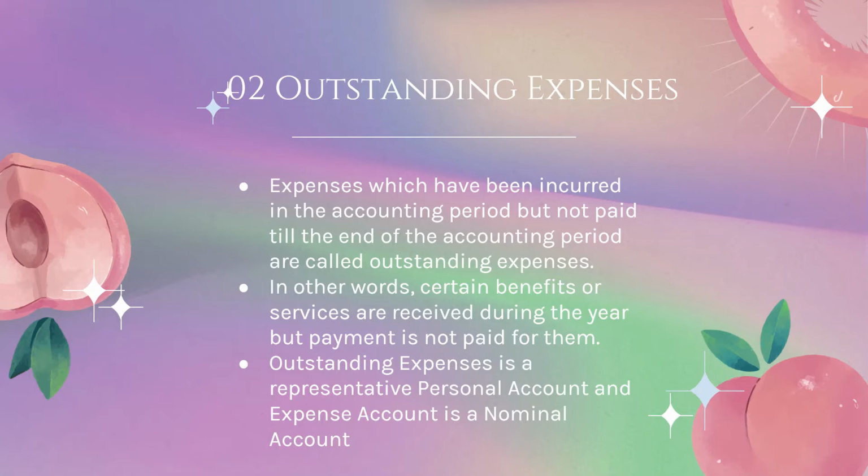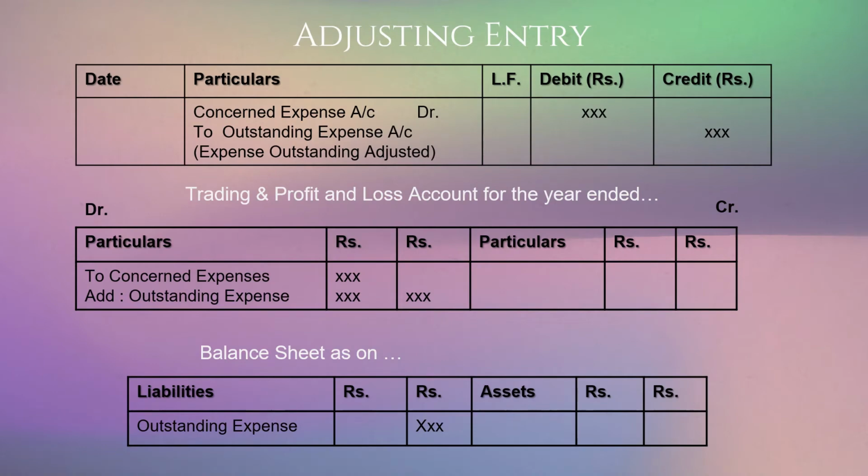So it is always a representative personal account, and expense is a nominal account. See, when salary becomes outstanding, it is outstanding salary. You have learned in the third chapter, isn't it? Outstanding salary is a representative personal account, but only salary is a nominal account. Next we'll see the adjusting entry.